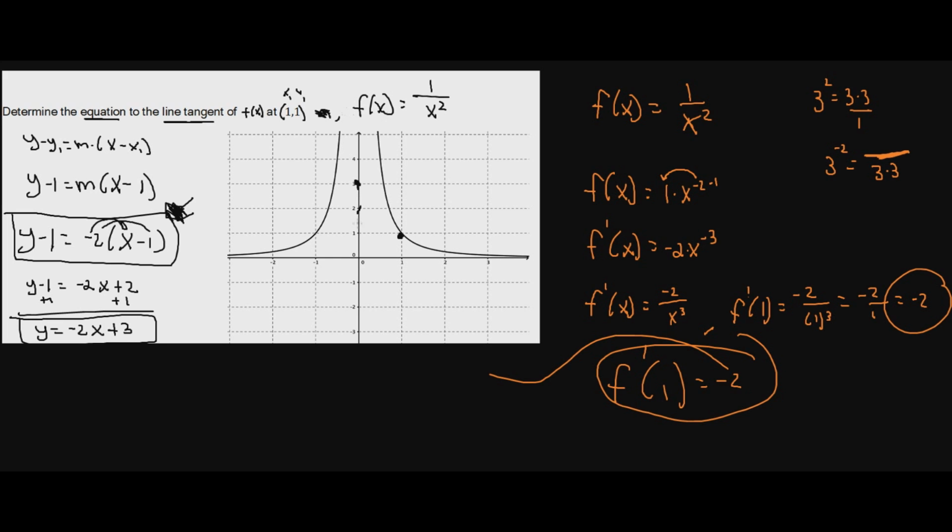So you go down 2 over 1. There it is, down 2 over 1. And you're going to get the equation of the tangent line, this equation of the black line. All right, and that's it, my friends.